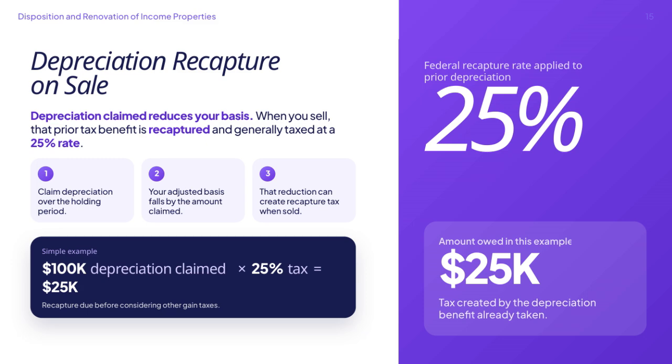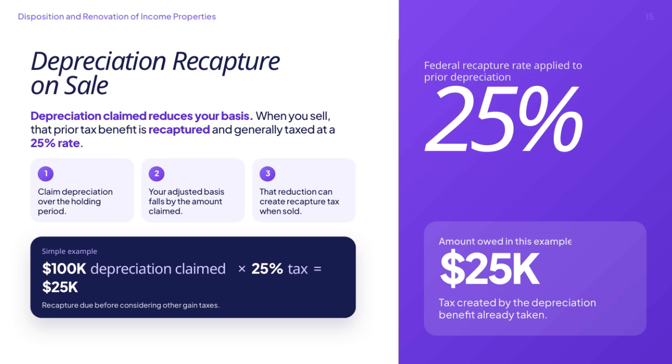First, you claim depreciation over the time you own the property. This lowers your basis, or what you have invested in the property, for tax purposes. When you sell, the amount of depreciation you've claimed can't just disappear. It triggers a recapture tax.